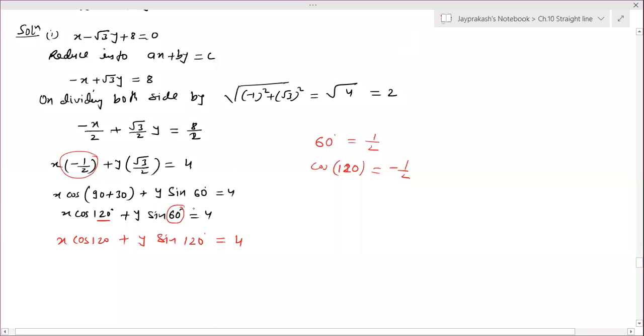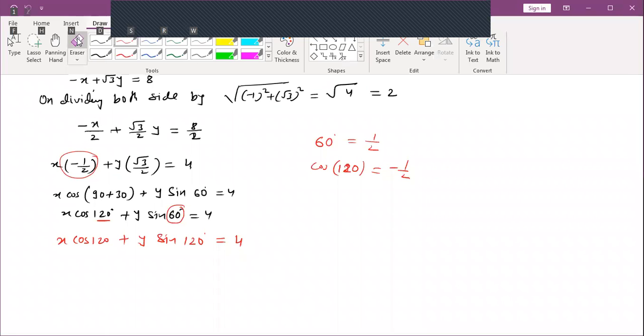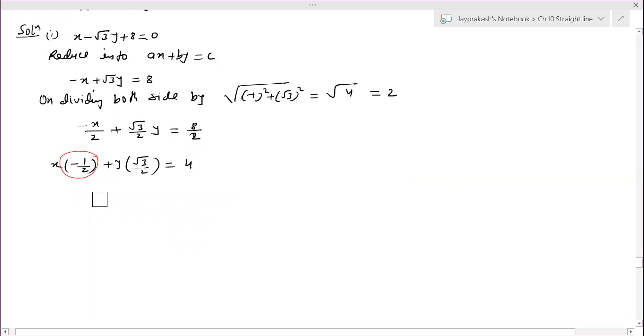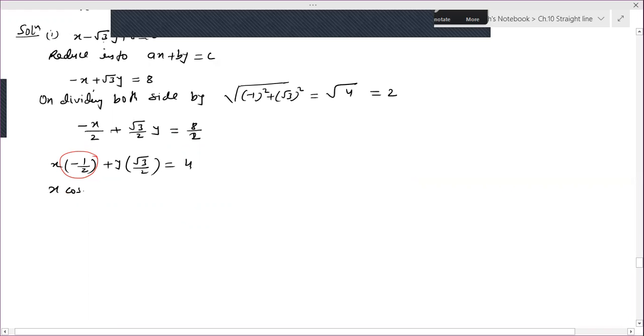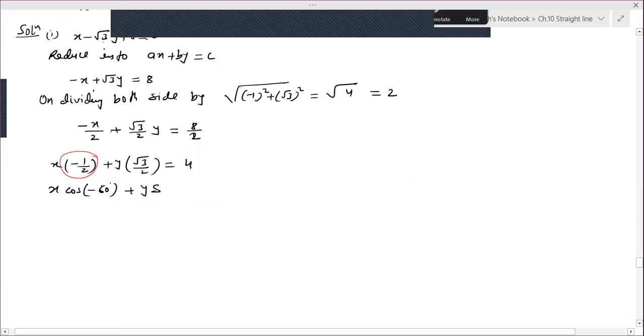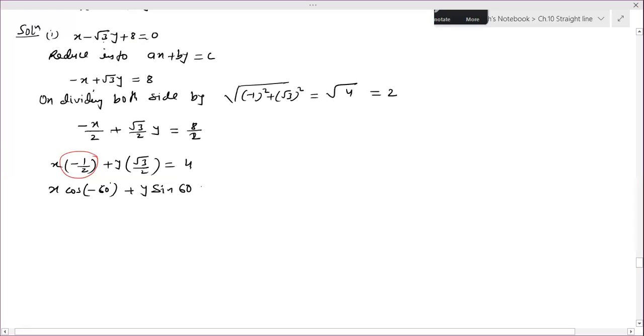Let's start with the 180 degree. So remove all this. Let's start with 180. When we start with 180 degree, we can simply write here x cos minus 60 degree plus y sine 60 degree. But on both sides the angles are different here, minus 60 degree and 60 degree.